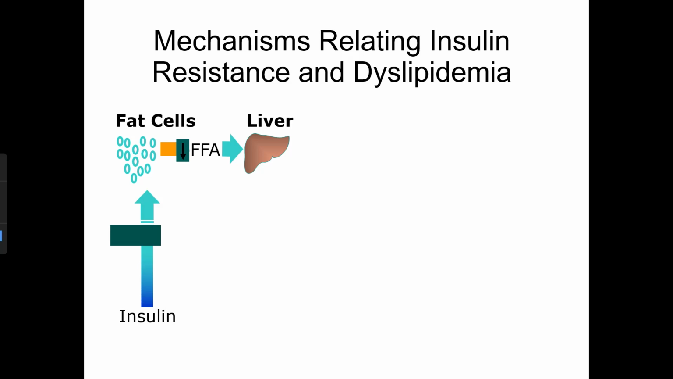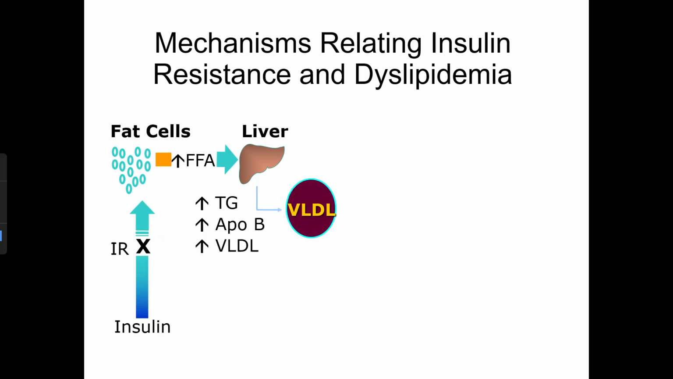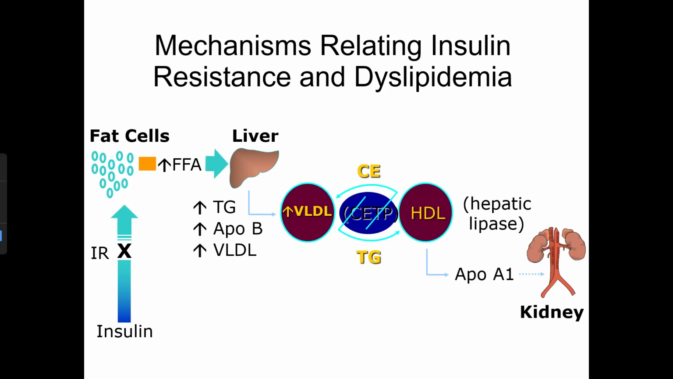So fat cells, decreased free fatty acids. When you have insulin acting on the fat cells, you're going to decrease the fatty acids. Those are going to go to the liver. And then from the liver, triglycerides, ApoB, and VLDL release those VLDLs into the body. And then you're going to have the VLDLs converted to HDL, and that's going to impact ApoA1 in the kidney.